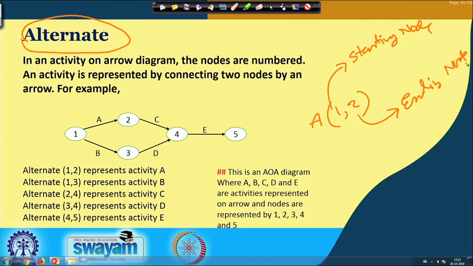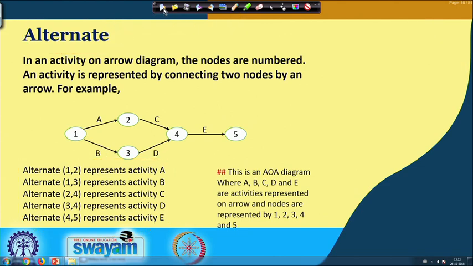Basically it is an array in computer programming, and in that array it shows the starting node and ending node. So, either graphically or during the analysis, this can be easily represented and easily analyzed. So, basically alternate is a type of representing different activities by giving the starting node number and ending node number under the bracket.